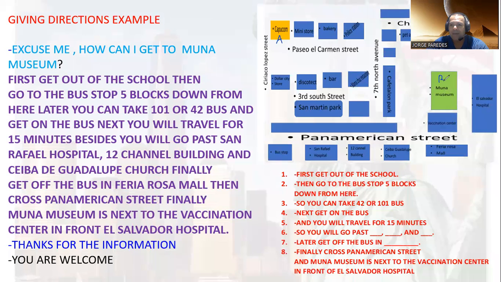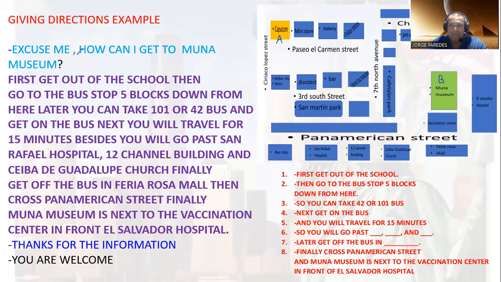The name of the museum is Muna. So the different expressions that I was mentioning to you and that you need to write down in practice are going to be used right here, in this expression that you can see in purple color. So the main question is, excuse me, how can I get to Muna Museum?